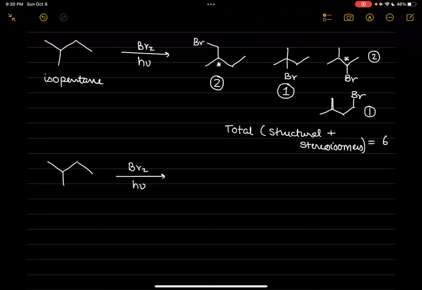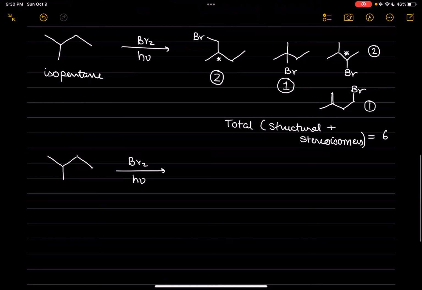Tell me, which is going to be the major product? I'm not asking about all the products, just which one is the major product. It will be the one which is most stable. Actually, the hydrogen which is most easily abstractable will give the major product.